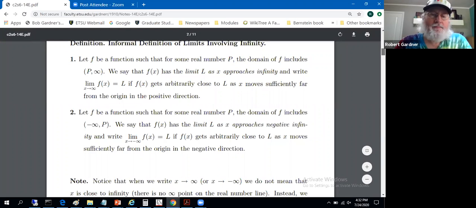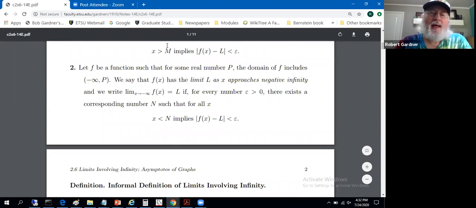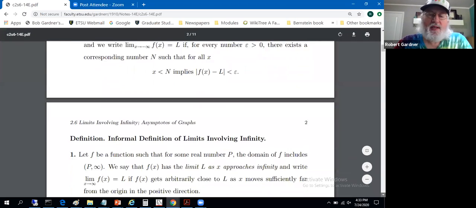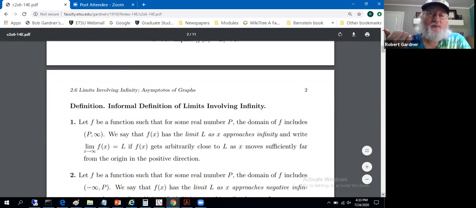Let me scroll back up. In the first one, we wanted x to be greater than capital M, so big and positive. And in the second one, we wanted x to be less than N. Think of N as a big negative number. It can be any number in particular, big negative numbers. We want x to be less than capital N. So up here, big and positive, down here, big in magnitude, absolute value, and in the negative direction. So far from 0 if these are numbers big in magnitude. Big in the positive direction in the first case, big in the negative direction in the second case.